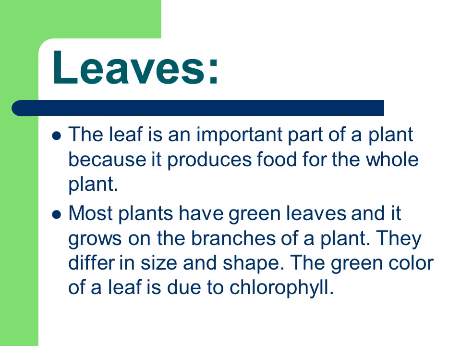Now leaves. The leaf is an important part of a plant because it produces food for the whole plant. Most plants have green leaves and it grows on the branches of a plant. They differ in size and shape. The green color of the leaf is due to chlorophyll. I repeat, the green color of a leaf is due to chlorophyll.